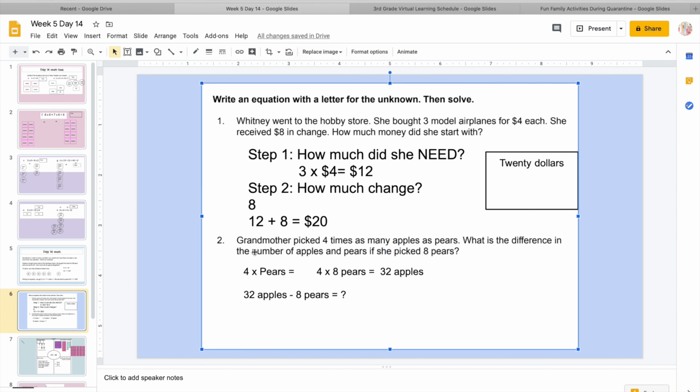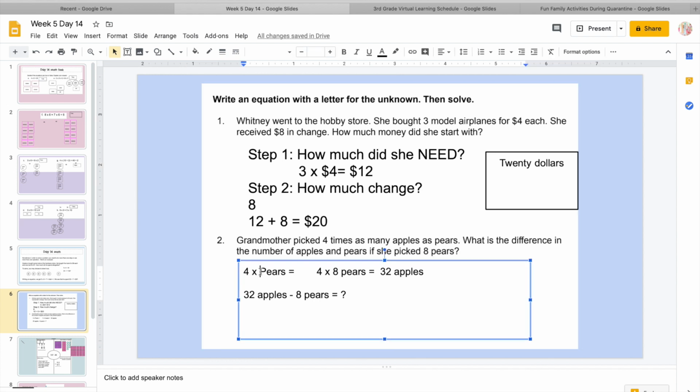Okay, so we're going to do number 2. It says, grandmother picked 4 times as many apples as pears. What is the difference in the number of apples and pears if she picked 8 pears? So we need to look at this. Whenever she picks 1 pear, she's going to pick 4 times as many apples. So however many pears we have, in order to find apples, we're always going to multiply by 4.